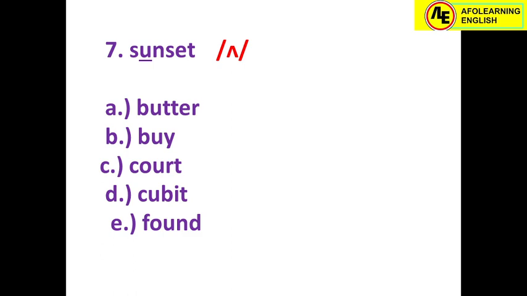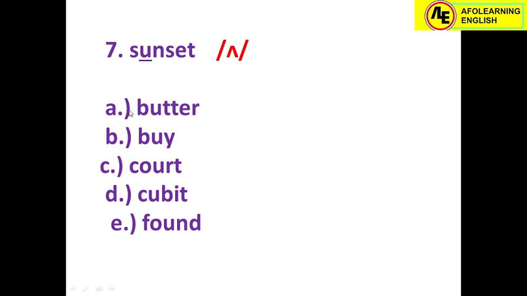Number 7, sunset. Now, this is a central vowel sound, like I always say, and it's not pronounced as ah, neither is it pronounced as o. It's pronounced like something in between ah and o. So you're not pronouncing ah, and you're also not pronouncing o, but something in between both of them, which is why the sound itself is a central vowel sound. So the correct answer for this is butter.